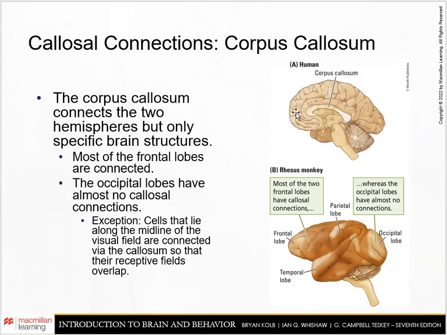Here we can see the corpus callosum in the human brain, and in B we can see the darker areas that are shown in the rhesus monkey cortex, regions that receive the projections from the opposite hemisphere through the corpus callosum, in a similar pattern of projections that connect the two hemispheres of the human brain.